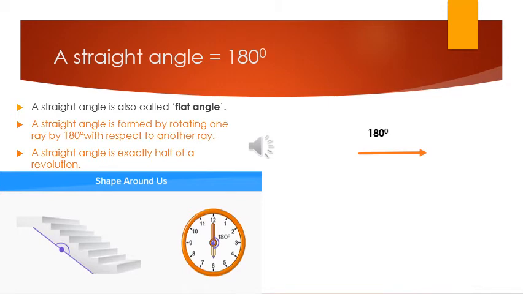Now see about a straight angle. A straight angle is also called flat angle. A straight angle is formed by rotating one ray by 180 degrees with respect to another ray. A straight angle is exactly half of a revolution. Let's see the example of 180 degrees. Now see the shapes around us. The inclined line of a staircase is always 180 degrees. In that clock, at 6 o'clock, the angle between the hands is 180 degrees.